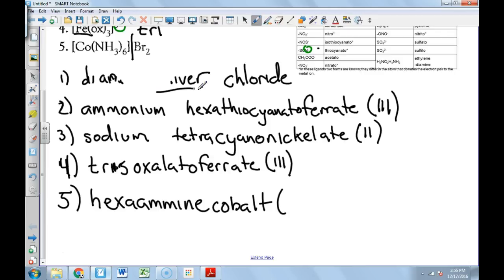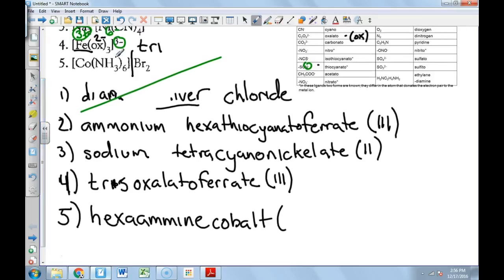Just like up here, silver is always plus 1. Okay, so how do we figure out its charge? Well, I'll do it in green. This is 0. There are 6 of them, so that's 6 times 0. And bromide is minus 1. There are 2 of them, so this is 2 minus. So what plus 2 minus is going to give us 0? 2 plus, right? Okay, so this is cobalt 2.